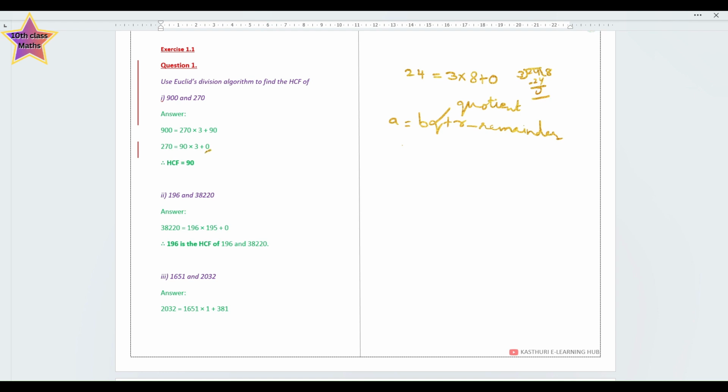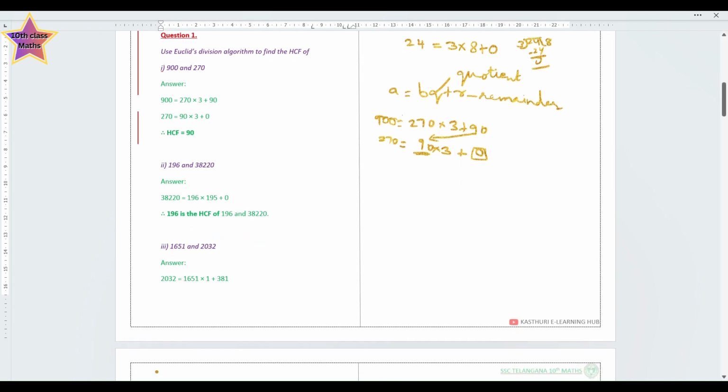As soon as you get the remainder 0, you can conclude that the number we are dividing by is our HCF. So 900 equals 270 into 3 plus 90, and 270 equals 90 into 3 plus 0. Whenever you get 0, this divisor is our HCF. Our HCF equals 90.